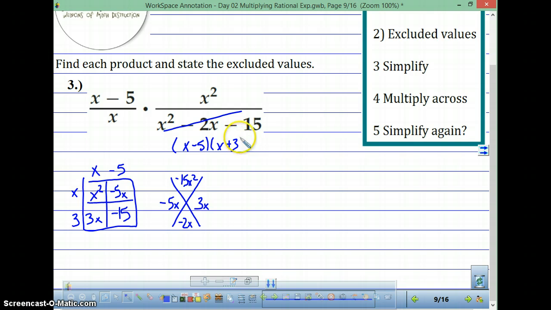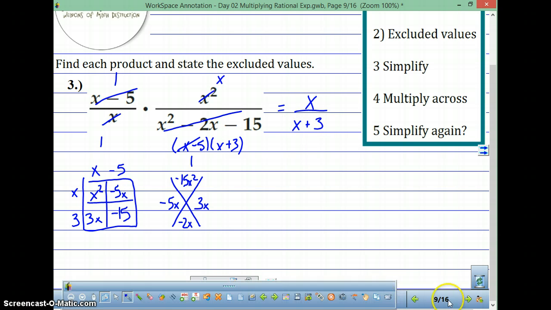Now can we simplify some more? Sure we can. Look, x minus 5 goes away. Now we've got a 1 and a 1 down here. Our x's we can simplify. We can cross cancel those, 1 and x. Anything else? That's pretty much it. Now 1 times x is x. 1 times x plus 3 is x plus 3. There's our answer.